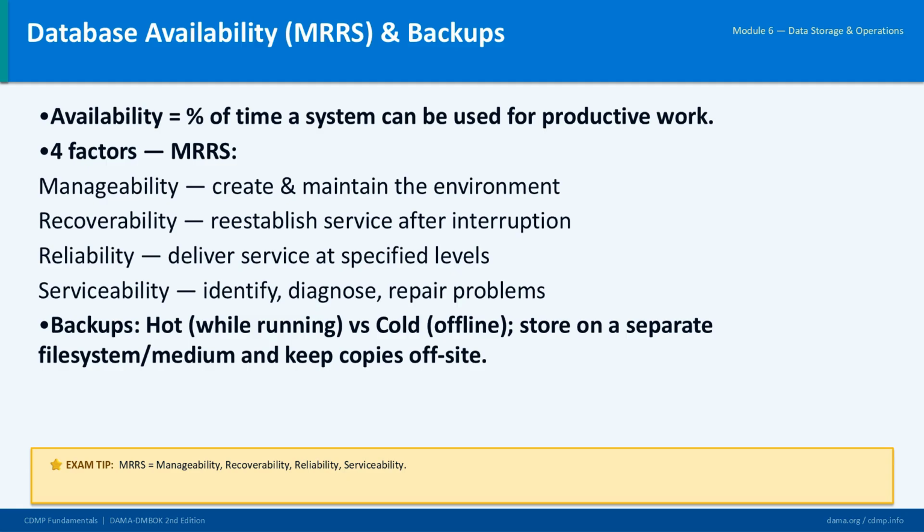On backups, a hot backup is taken while applications are running, with updates rolling forward or back on reload, while a cold backup is taken when the database is offline, which isn't viable if you need continuous availability. Best practice is to store backup files on a separate file system, back them up to a separate storage medium, and keep copies in a secure off-site facility. Remember MRRS for the availability factors.